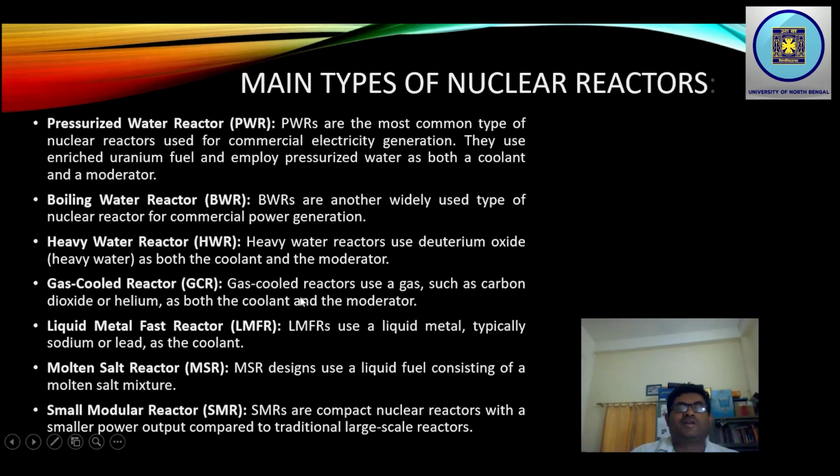Gas cooled reactors use a gas such as carbon dioxide or helium as both the coolant and moderator. Liquid metal fast reactors use a liquid metal, typically sodium or lead, as coolant. Molten salt reactors use a liquid fuel consisting of a molten salt mixture. Small modular reactors, SMRs, are compact nuclear reactors with smaller power output compared to the traditional large-scale reactors.